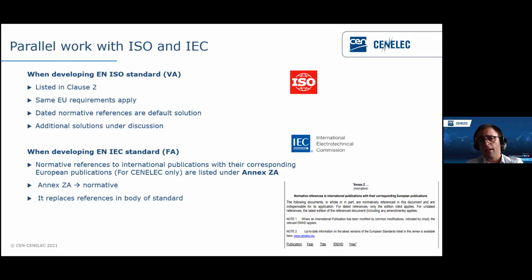When developing EN harmonized standards under the Frankfurt Agreement, EN-IEC standards, the issue of normative references is not such an issue because there is an Annex ZA that includes the dates of the normative references used in the standard. This Annex ZA is not to be confused with the Annex ZA for CEN. It includes the correspondence of the international publications with the European publications and indicates in the body of the standard the dating of the normative references. And again, this Annex ZA in the case of CENELEC is normative.